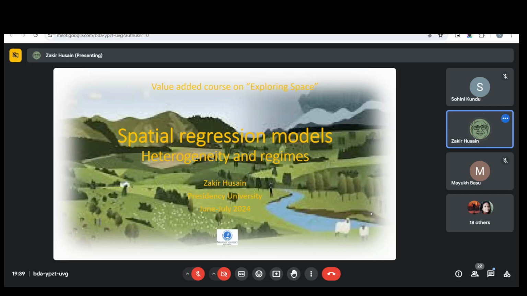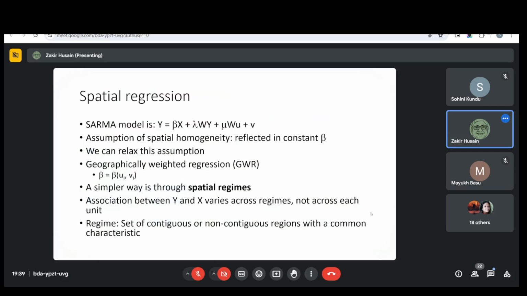Discussion on spatial regression models. So the SARMA model, you'll remember, comprises two terms.